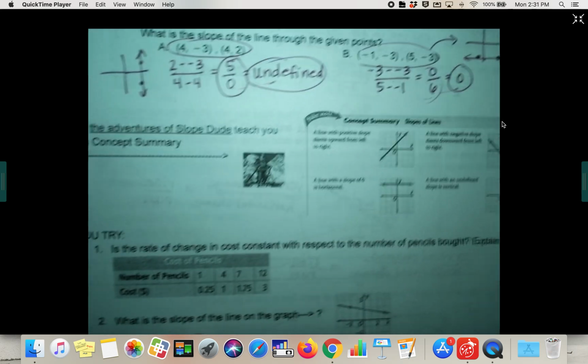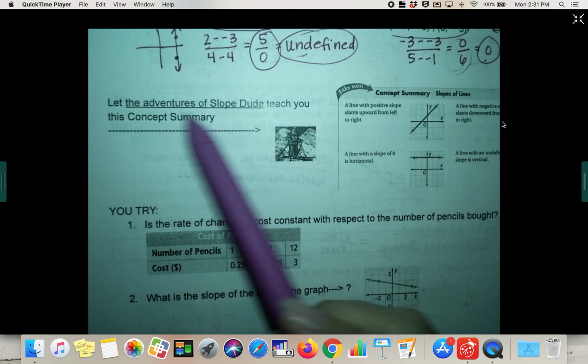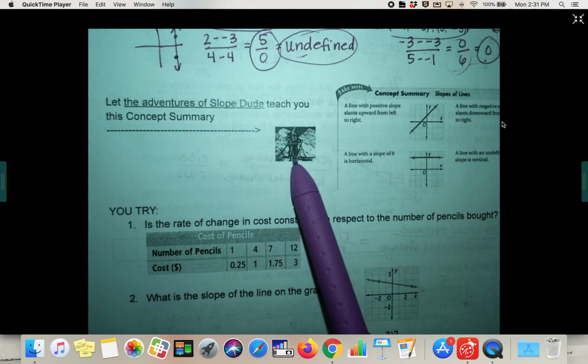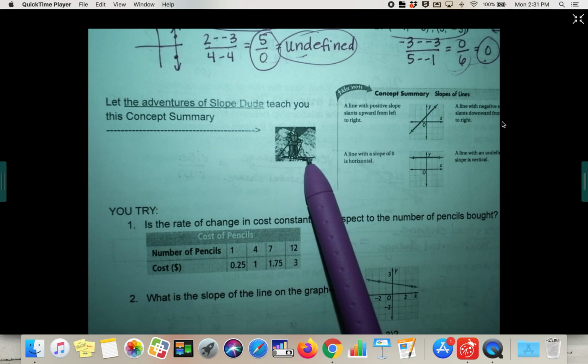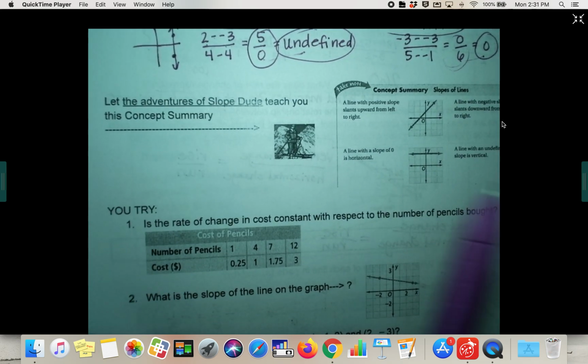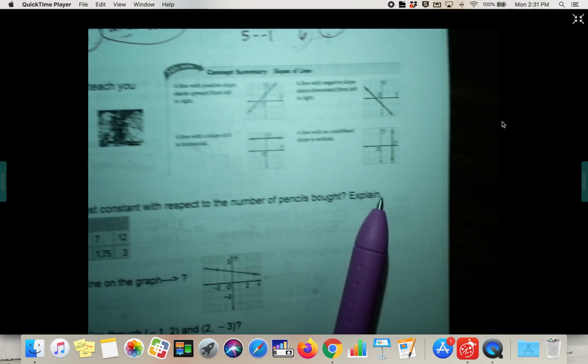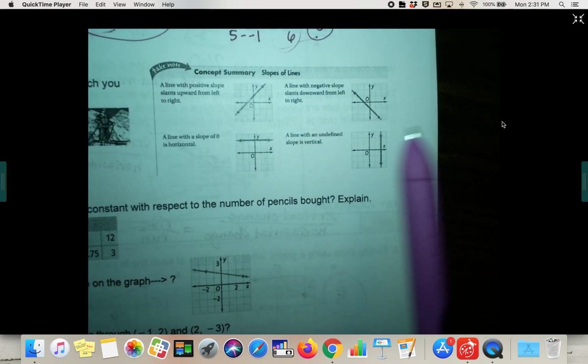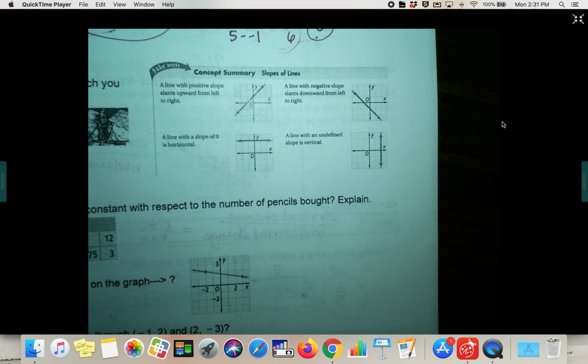In class, we're going to watch The Adventures of Slope Dude. If you are at home and haven't seen this, it's worth YouTubing. It's pretty hilarious. I love to watch The Adventures of Slope Dude. It's super old school, so it's funny. But here's what Slope Dude teaches you. It teaches you the 4 types of slopes.